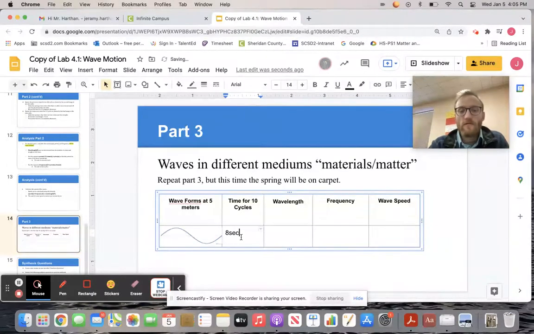So what I want you to think about is, what are we changing? The spring is sliding on the smooth tile, or it's sliding on the carpet. Which one is harder to move through? What did that do to our wavelength and our frequency?